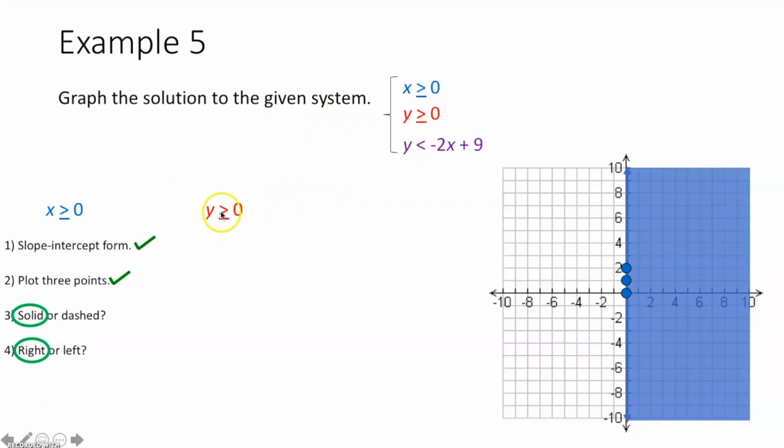Next, we're going to graph y is greater than or equal to 0. Now, is this in slope-intercept form? Well, technically, yeah. y equals mx plus b. It's just there's no m or x. It's just a b. Cool. We're in slope-intercept form. Then we're going to plot 3 points.